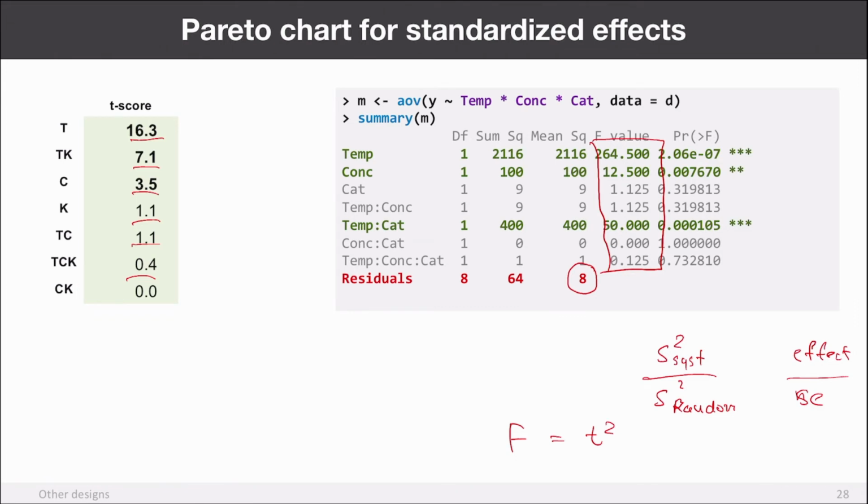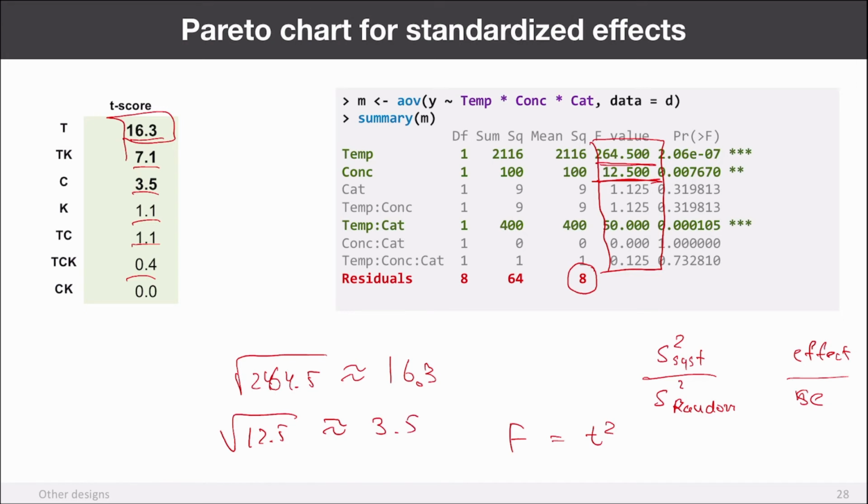And you can check it quickly. For example, if you take the F value 64.5 for the temperature and take the square root of 64.5, you will get approximately 16.3. This is exactly the value you have here. If you take the square root of 12.5, please check it now, you will see that this is 3.5, exactly the effect that we have here, and so on and so forth. So it means that we can actually make a Pareto chart based on the ANOVA model. We can extract all F values, take the square root of all F values, and then make a chart.